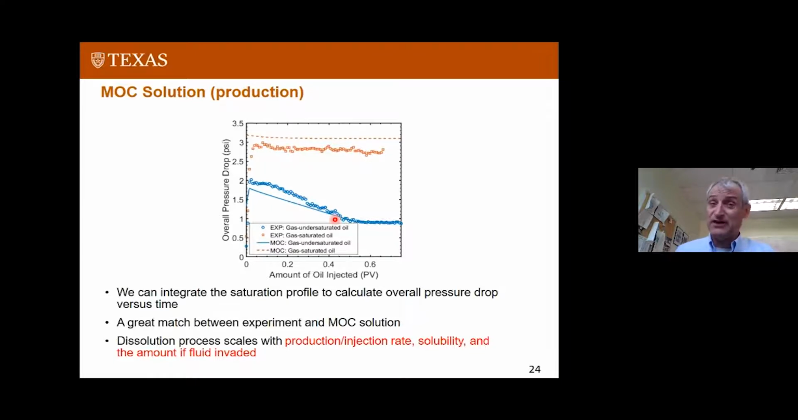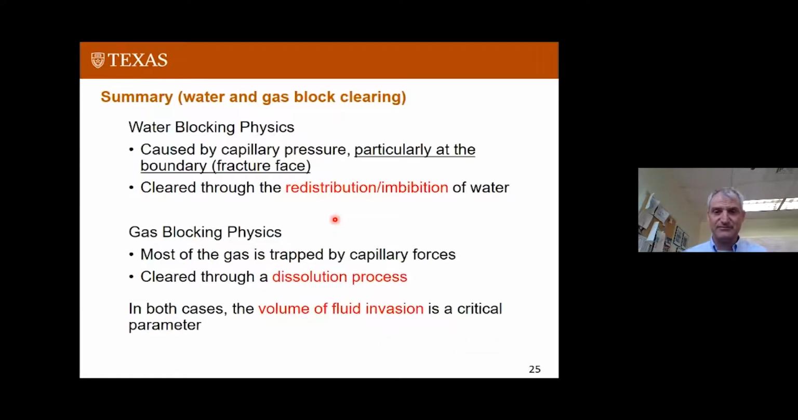But the important thing is this dissolution process scales differently for the gas than it does for the water. It scales with the production rate. It depends on the solubility of the oil, and depends on the amount of fluid invaded. Very different physics than the water. So it's going to give you a different time scale. So again, a summary of what we see when we use these different fluids. Water blocking physics: the water is cleared through the redistribution or imbibition of the water, and the gas blocking physics is cleared through a dissolution process.